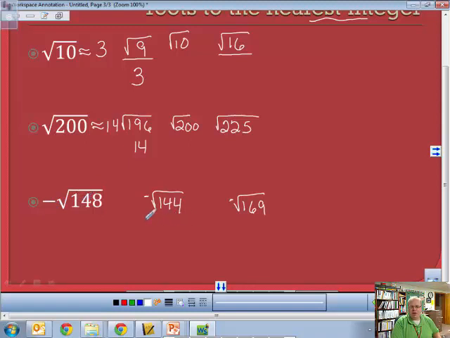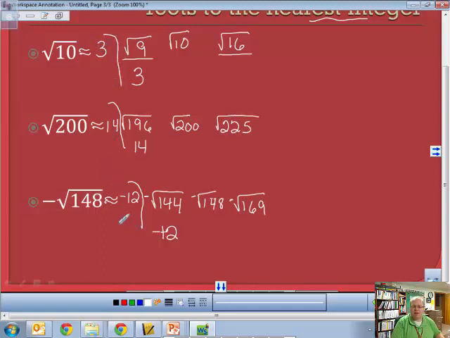All right. So now I need to look at where the negative square root of 148 goes. Is it closer to 144 or is it closer to 169? Well, in this situation, it's closer to 144. So I'm going to say that the negative square root of 148 is approximately equal to negative 12. I separate those out a little bit.